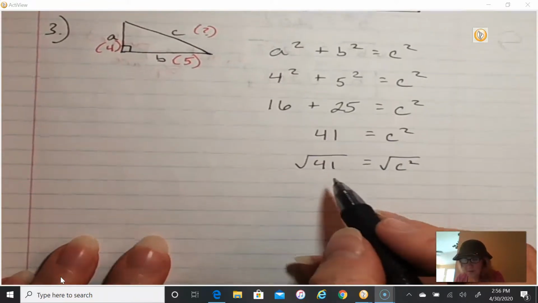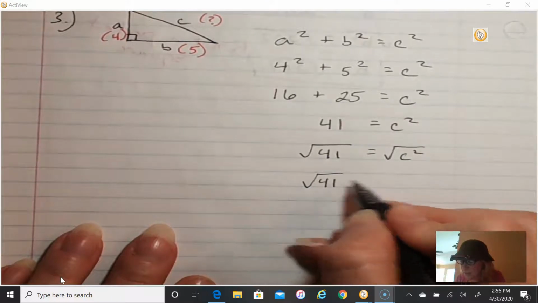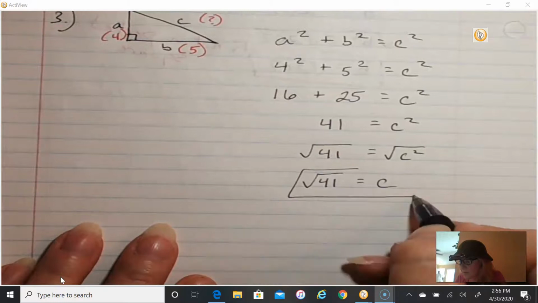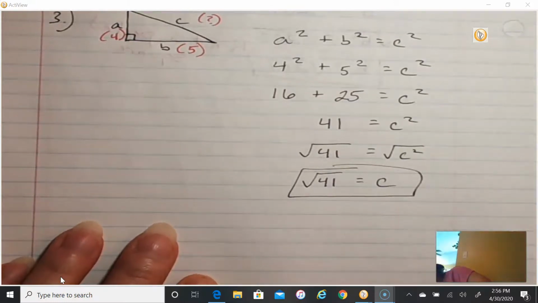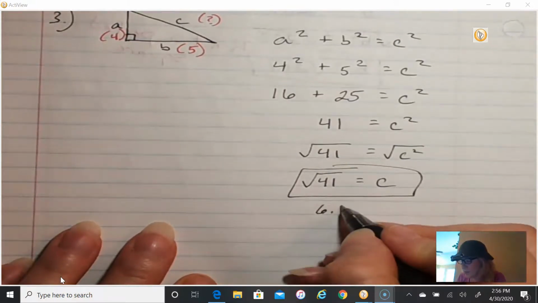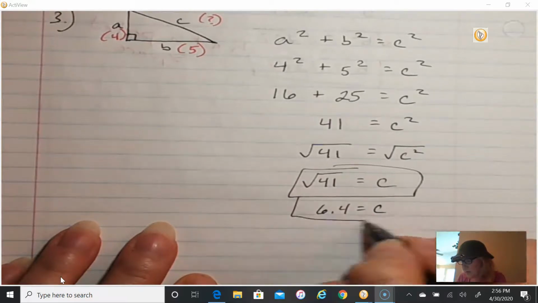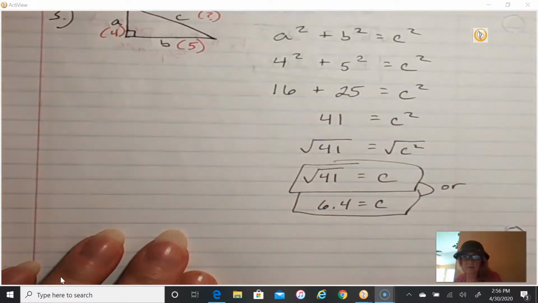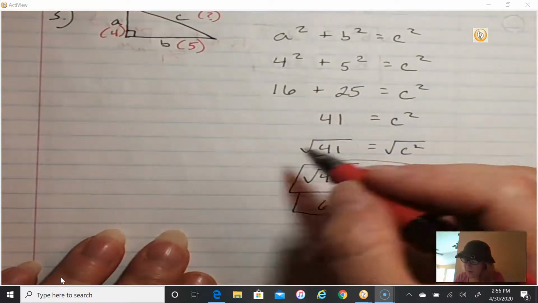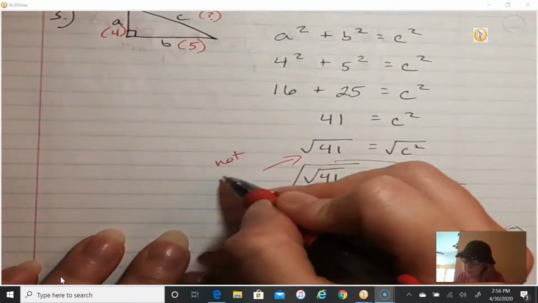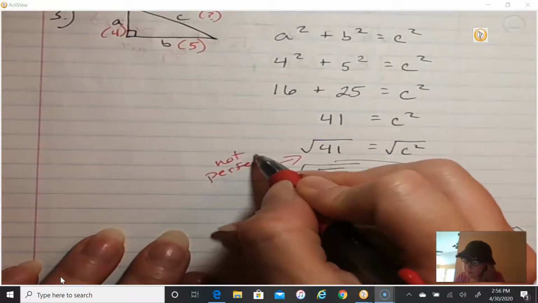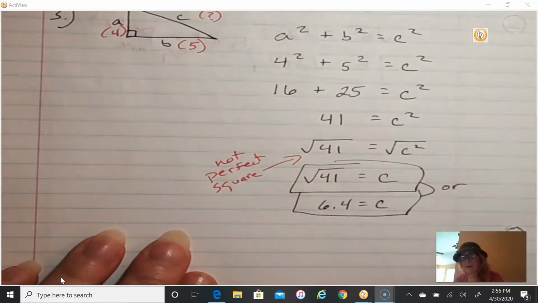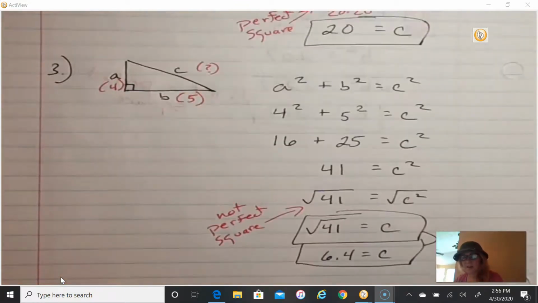This is not a perfect square, so you can just keep it or do the decimal version. And the decimal version would be 6.4 equals c. So either one, I don't care. All right? This is not a perfect square.